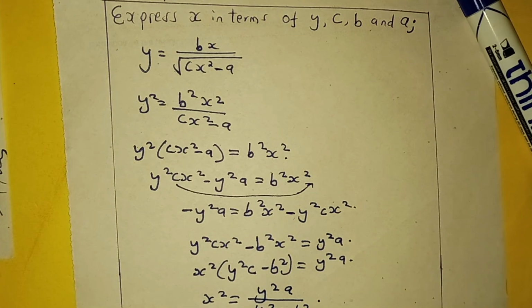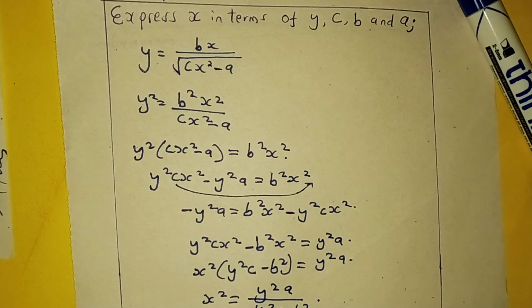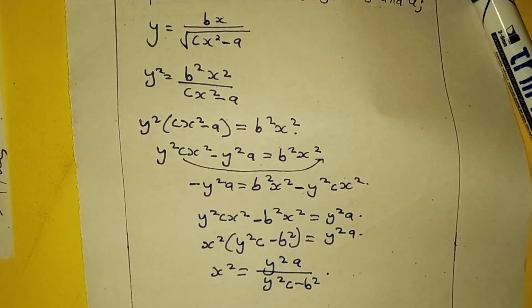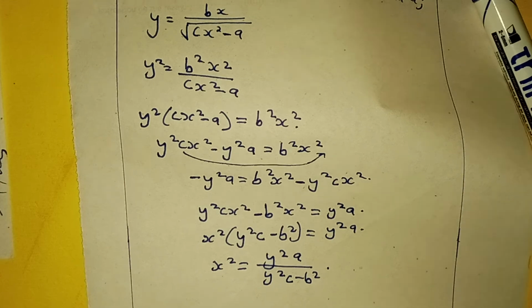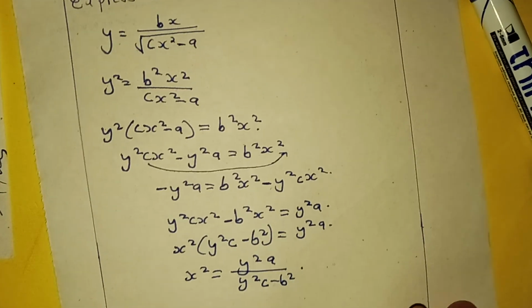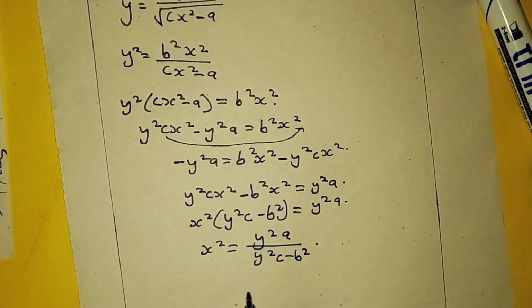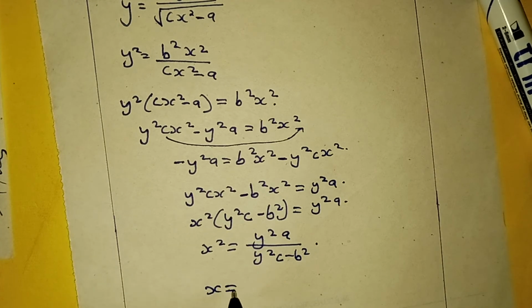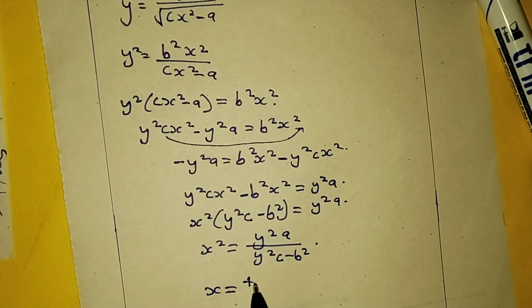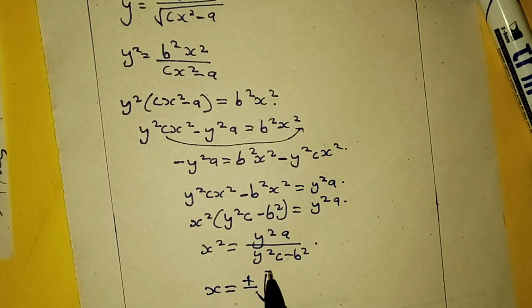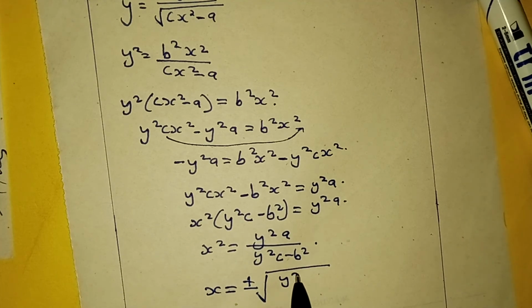Now we want to make x the subject of the formula. We want to express it in terms of y, c, b and a. So we get the square root of x, since here is x squared. So x is equal to plus or minus root of y squared a over y squared c minus b squared.